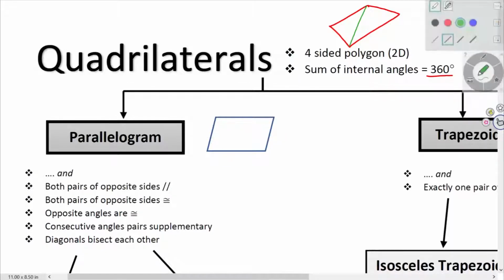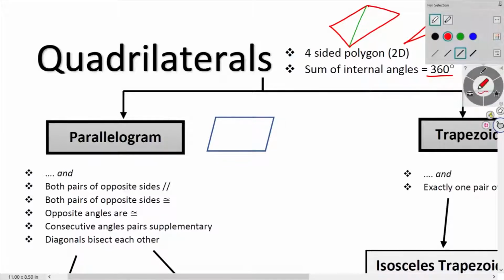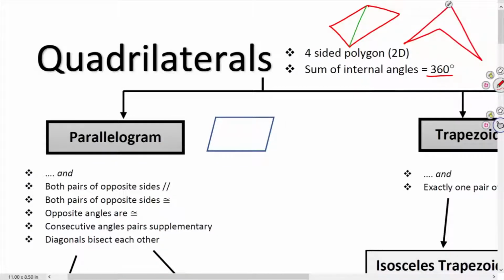Okay, that's even true for crazy quadrilaterals like this. If you have a shape that's like this and like this and like this and like this, some kind of a concave quadrilateral, you could still cut this in half this way, and you still get two triangles, each of which has angles that add up to 180, for a total of 360. So that's true for all quadrilaterals.